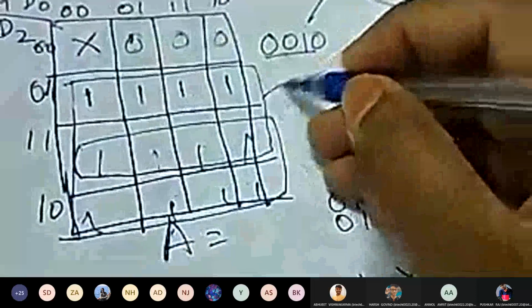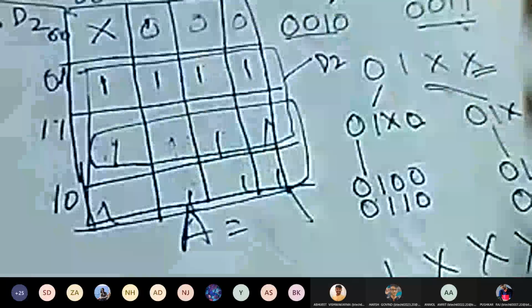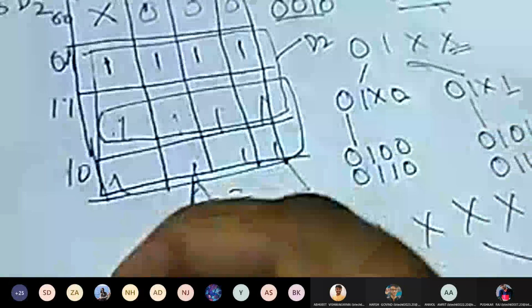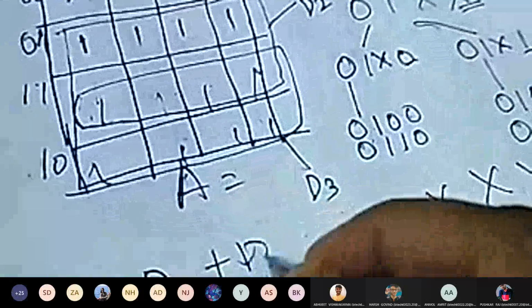So what is the equation for this? So these two, if we are taking, this D2 is common. Okay. So we'll write here D2. And in these two, which one is common? D3 is common. So D3. So now what will be the equation for A? That is D2 plus D3.